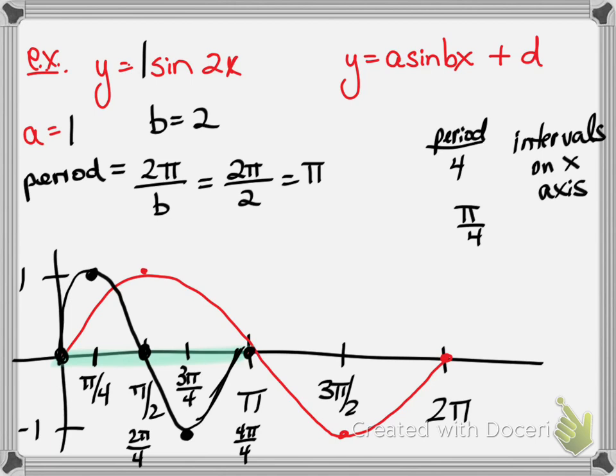So it's like it got shrunk, but we won't use that terminology, but its period changed. So it completed the full curve faster than the normal parent function does. Alrighty, let's do another.